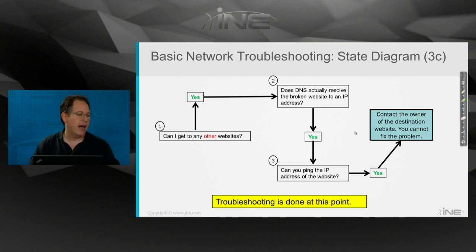So now I should probably contact the owner of that destination website. Notice what I wrote here. I didn't say contact your ISP, because maybe your ISP doesn't own that website, right? If I'm not able to get to google.com, but I can ping it, do you think Time Warner Cable owns the google.com website? Probably not. I should probably try to figure out a contact number for Google and call them up and say, hey, I just want to let you know, can't get to your website right now. You might want to look into that.